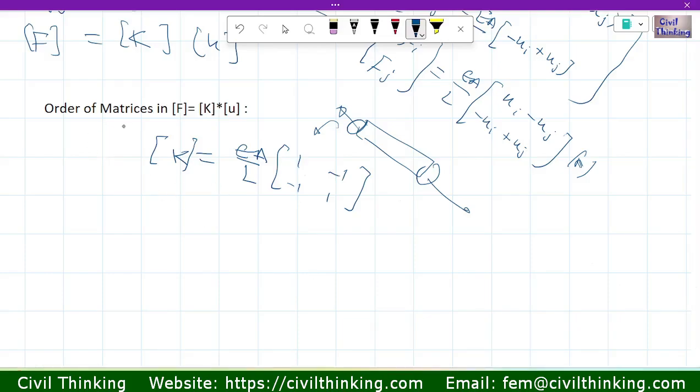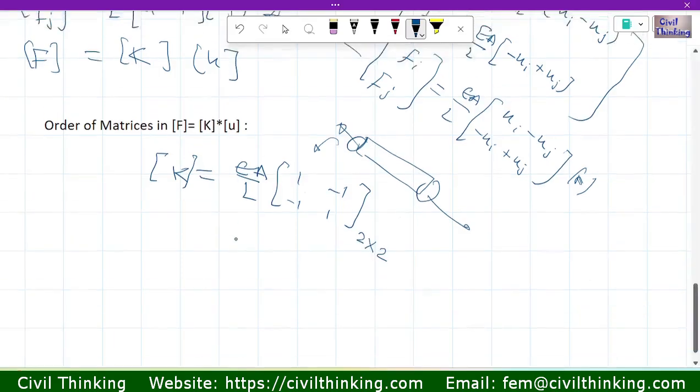Right now let's talk about the order of the matrices in this. If you look at this, how many rows are here? 1 and 2. How many columns are here? 1 and 2. So the order of a matrix is the number of rows multiplied by the number of columns. So it is 2 rows, 2 cross how many columns? 1 and 2. So we got 2 cross 2.